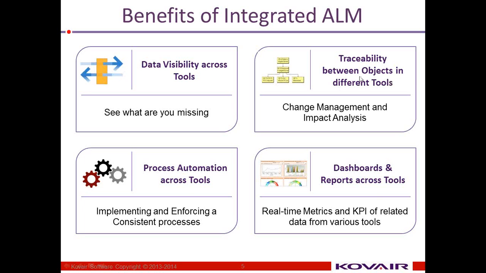The second important point is traceability between objects in different tools. Traceability, specifically when we are working with requirements, is easy to maintain in requirements management tools. But when we try to trace it to artifacts that are being managed in other tools, it is very difficult, because neither of these two tools supports relationships between their artifacts and outside artifacts. So what is required? We probably need to copy the IDs, put them in an Excel, and maintain it manually. And that is a cumbersome process.